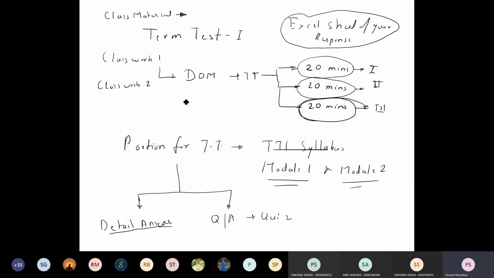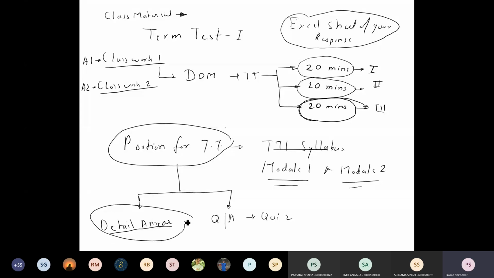Okay, so for assignment 1 it is classwork 1, so all the responses will be in the classwork 1 folder. For assignment 2 it is classwork 2, so all the files will be in the classwork 2 folder. So accordingly you have to look. All right. Okay, are there any questions about the term test? The term test will have two components: detailed answers that you have to scan and upload on the Teams server, and then it will also have a Q&A quiz that is multiple choice.